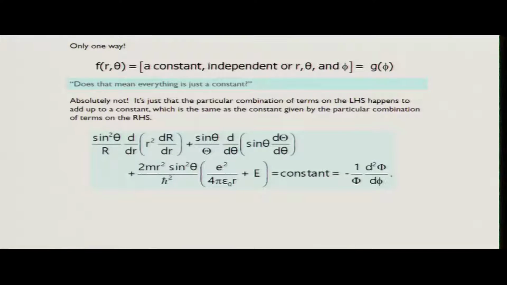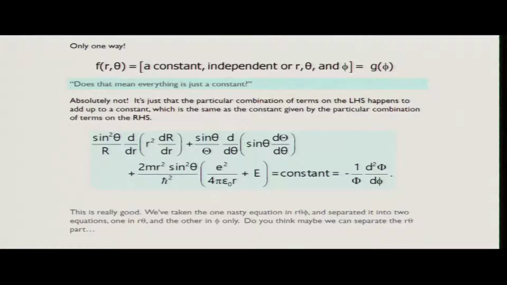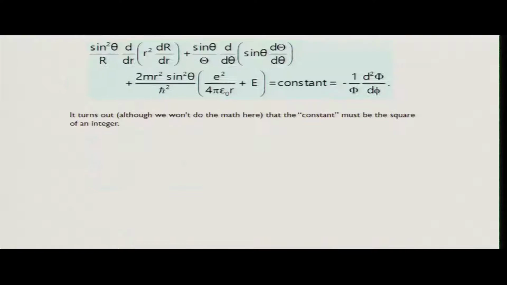So, when we use this idea that the left hand side has this kind of a form, then we can write it in this kind of an expression where we have equated both the sides to a constant. Now, this is really good because we have taken one nasty equation in r, theta, phi and separated it into two equations, one in r and theta and the other one in phi only. So, now the question is, can we actually separate out the r and theta part also? In order to do that, let us examine that.